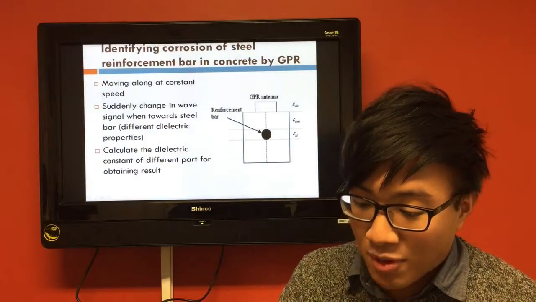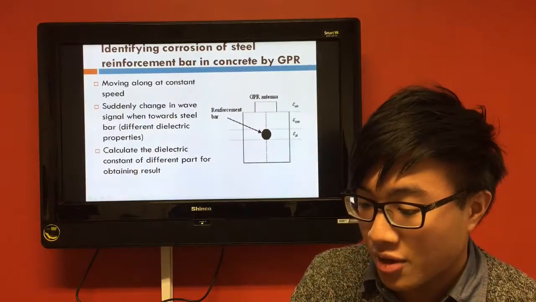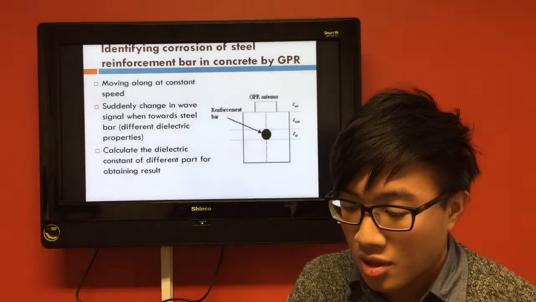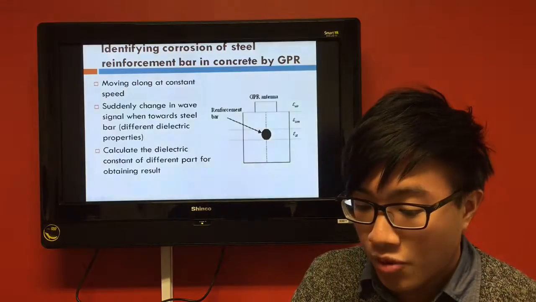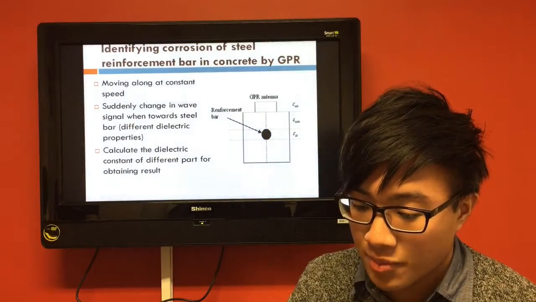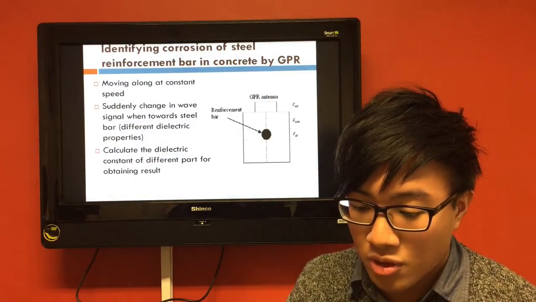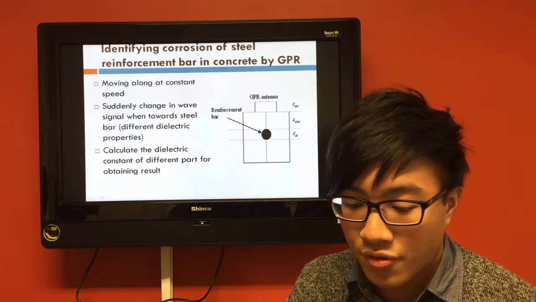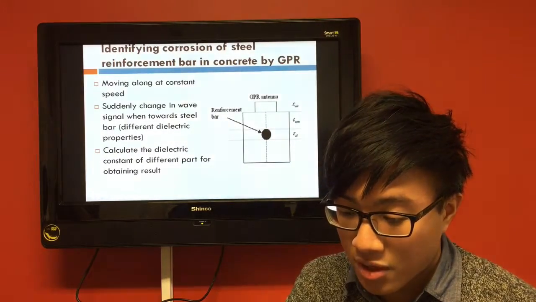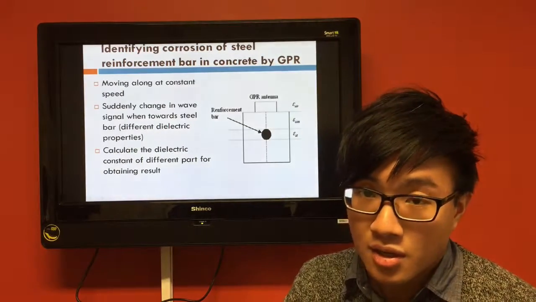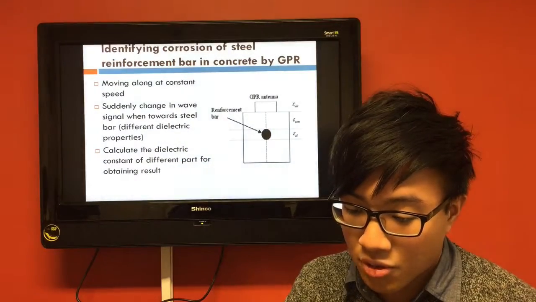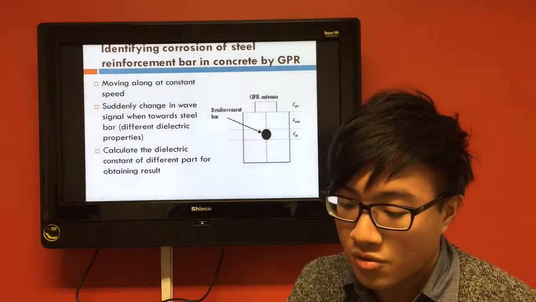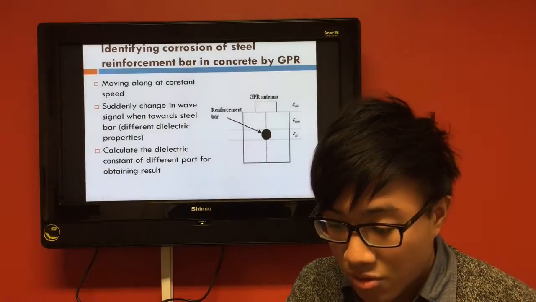The figure is one example illustrating how the GPR antenna can test the location of the steel bar and the existence of corrosion. The GPR antenna will be moved along a line at uniform speed. When the antenna moves over the concrete, electromagnetic waves are transmitted into concrete with constant dielectric properties, so the reflected wave signal will be at a constant rate. However, the reflected wave signal will show a sudden change when the antenna moves over the steel reinforcement bar due to the different dielectric properties between the concrete and steel.